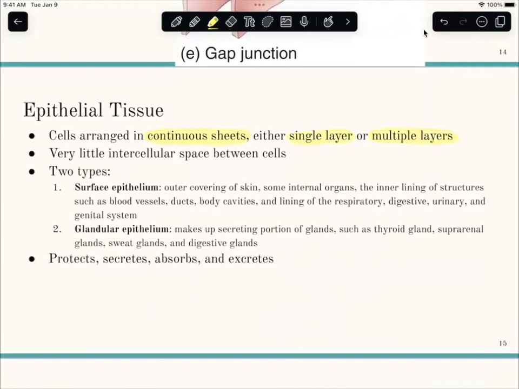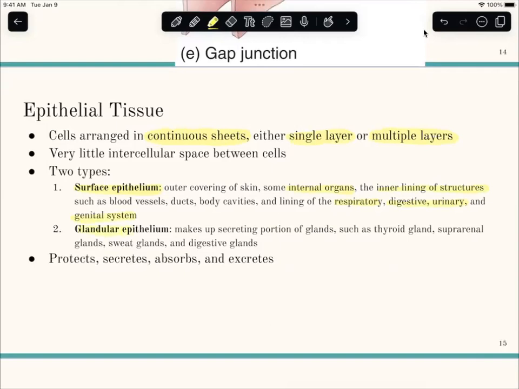We have surface epithelium, that's your skin. That's what you were just looking at, the back of your hand. It can line internal organs. It can line internal structures. The inside of your blood vessels are lined with epithelium. Your respiratory, digestive, urinary system, and even the genital system is all lined with epithelial cells.